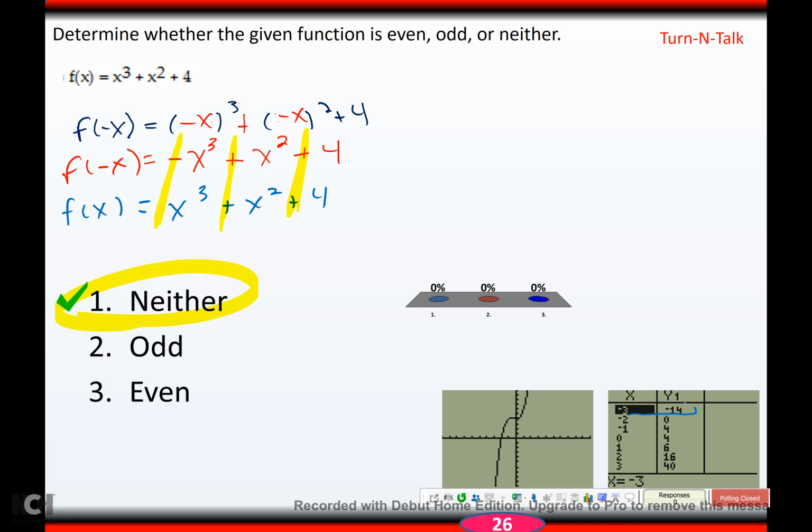And then table-wise, you can tell if I choose a point, negative 3, negative 14, to be even, it would have to pass through 3, negative 14. And it doesn't. It crosses through 340. If I wanted to check for odd, I'd have to change both signs. So change to 3, positive 14. But again, that's not the point either. So it's not even or odd.